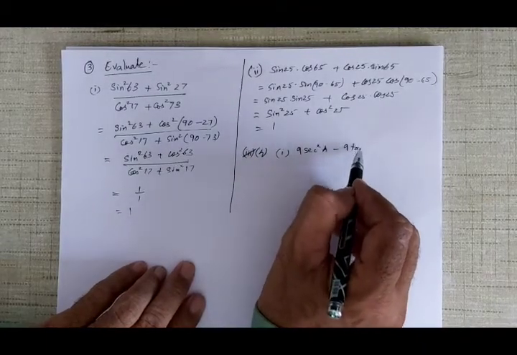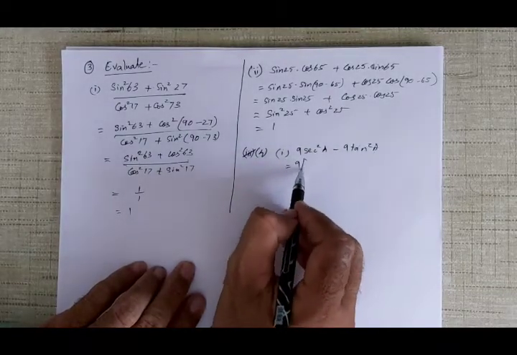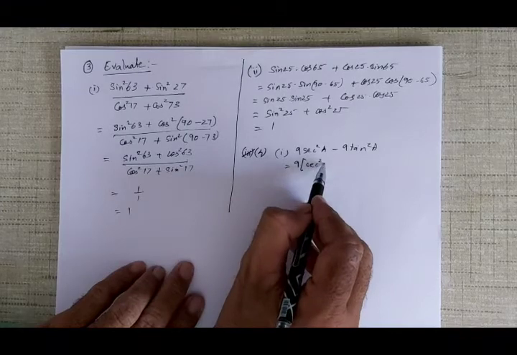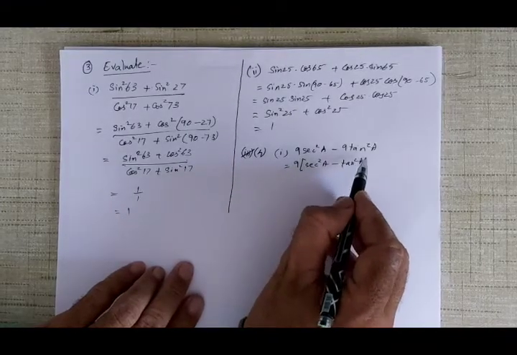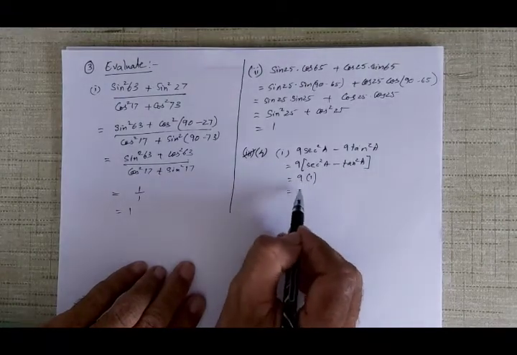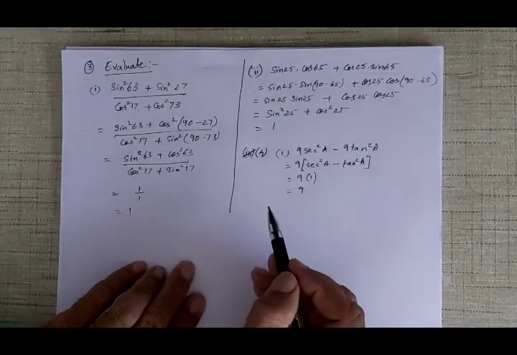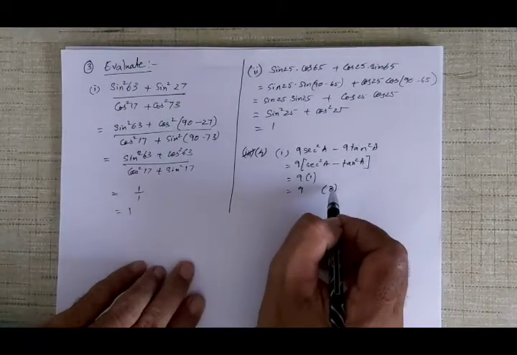9 tan square A. Now if I take 9 common, I get sec square A minus tan square A. That is 9 into 1, and that is equal to 9. And your option number 9 is B. Option B.